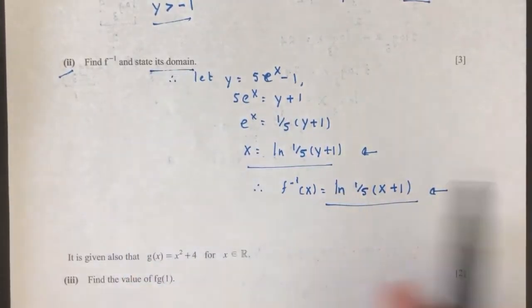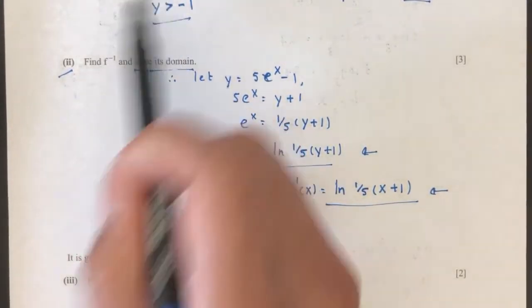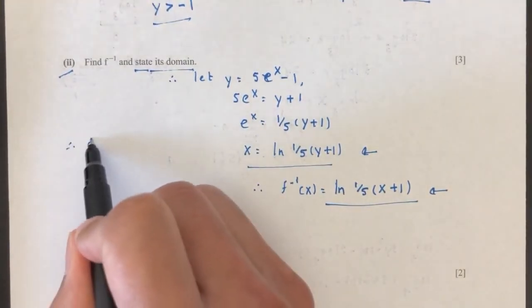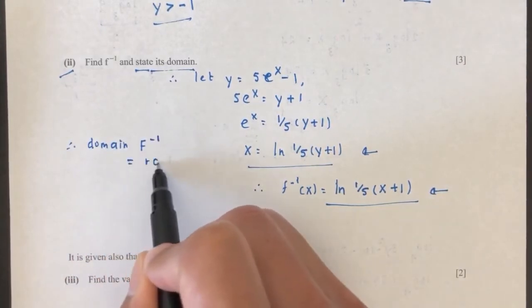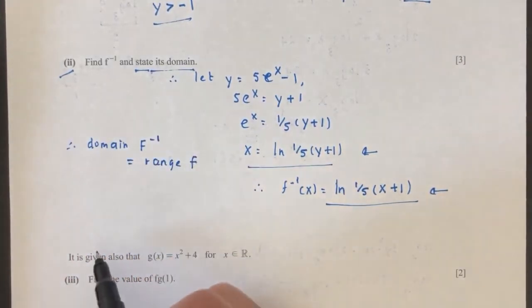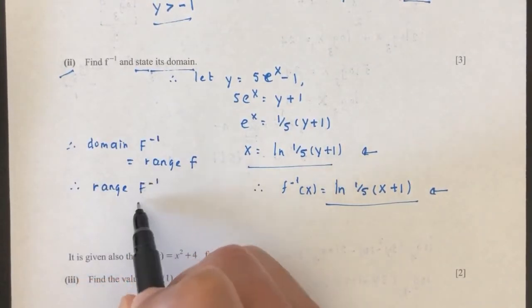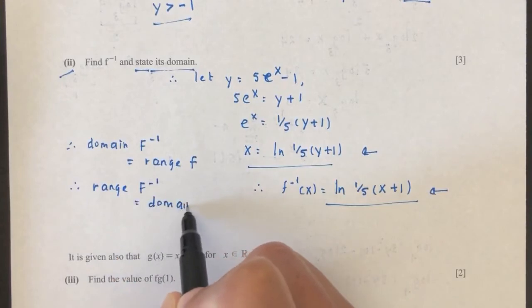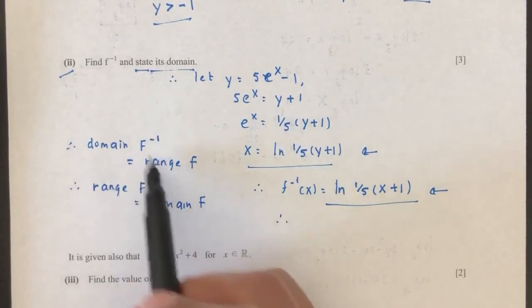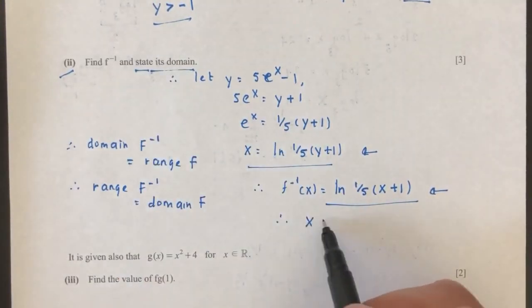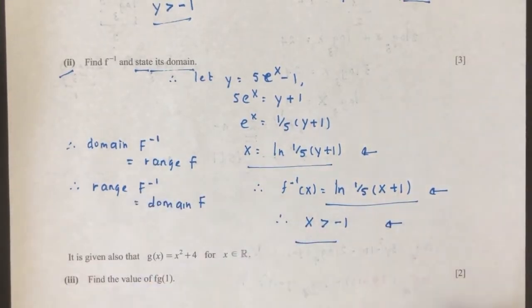Now state its domain. So you have to know this trick. Domain of f inverse is actually range of f. So let's write this down. Domain of f inverse is equal to range of f. In the same way, range of f inverse is equal to domain of f. So using this technique, you have to write down the domain of this equal to the range. So basically x is bigger than minus 1 for the domain. This will be part 2.